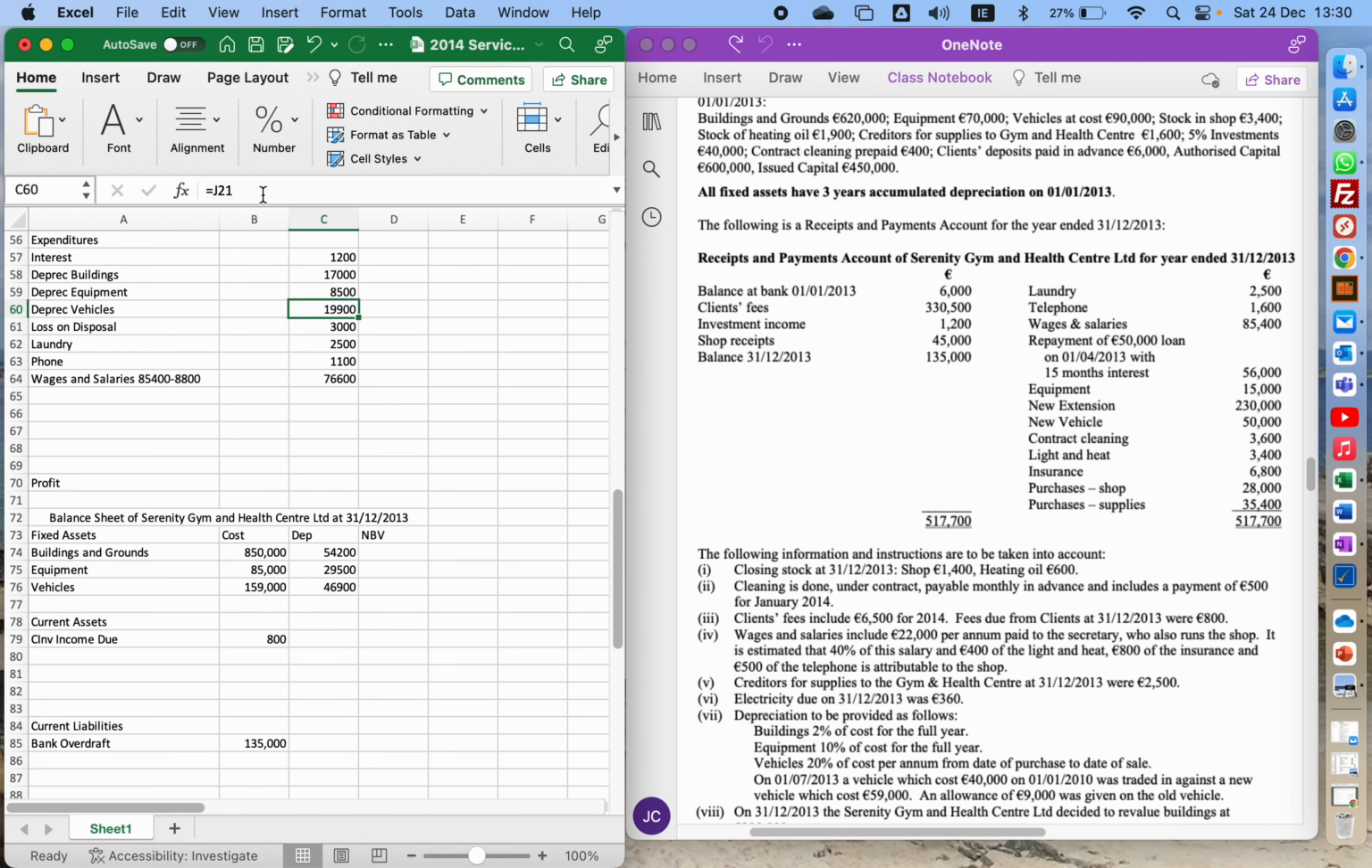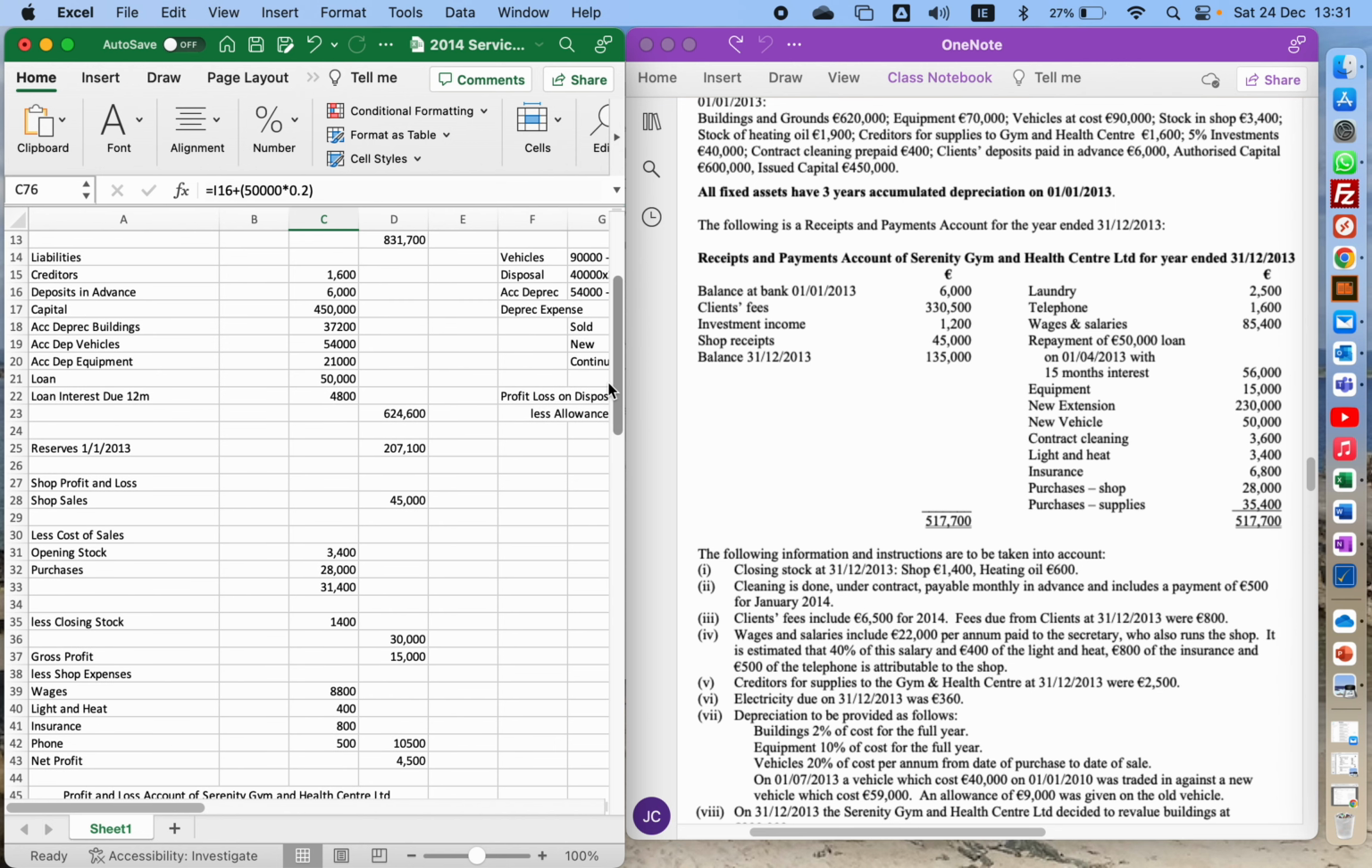And depreciation of vehicles is going to be that number plus 50 grand times 0.2. Yeah, just make sure I've done that right. No, vehicle depreciation is 0.2. Is that correct? I'm not sure there is.